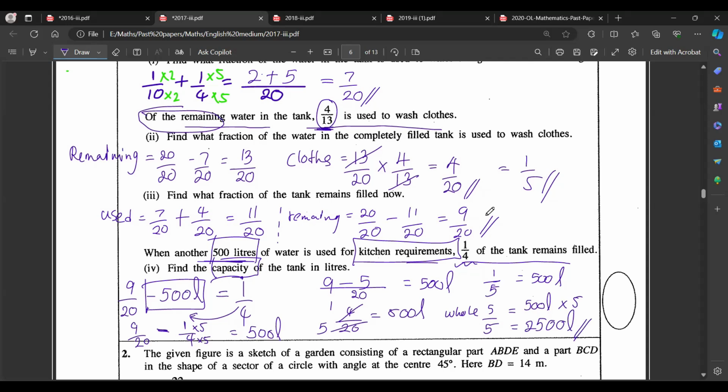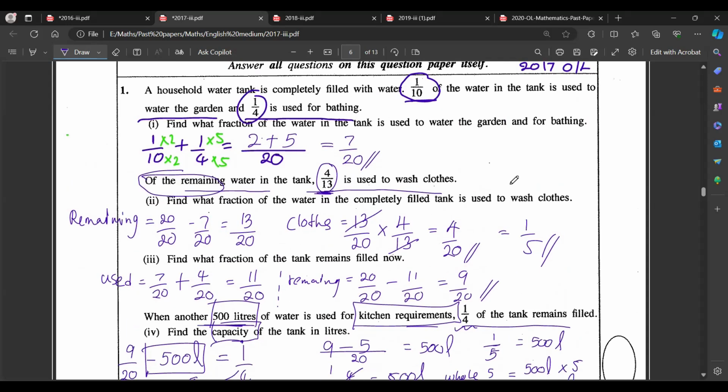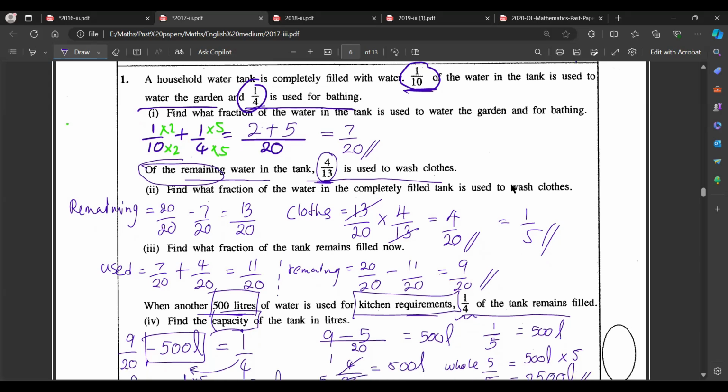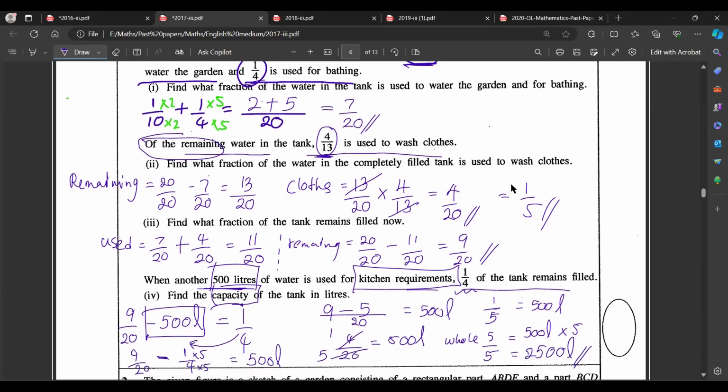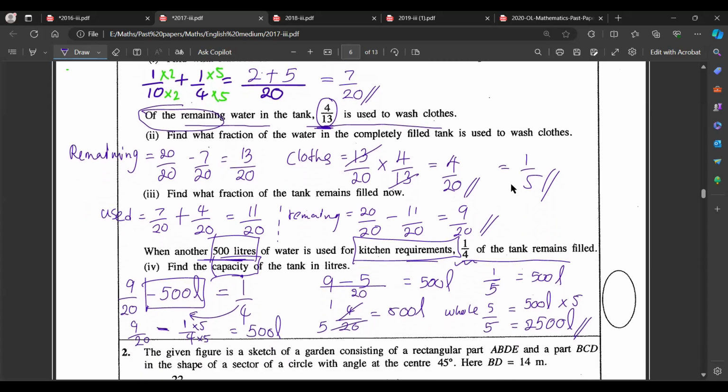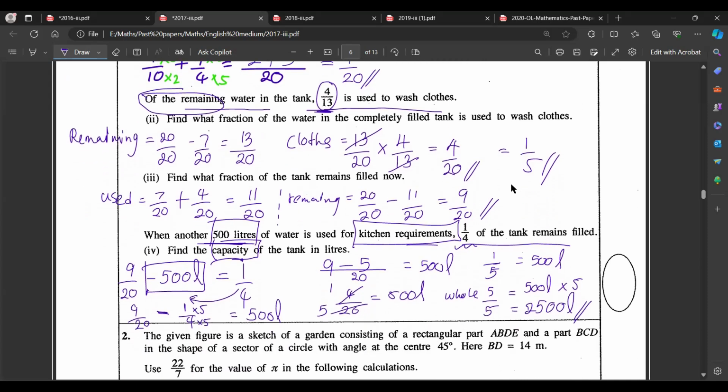Clear? You take 1 part equal to 500, so capacity should be 5 parts. In the beginning, 1/10 is used for the watering and 1/4 is used for the bathing. You have to add like previously. So bathing and watering they are using 7/20. If they are using 7/20, now remaining 13/20. By that one they are using another 4/30 for washing clothes.